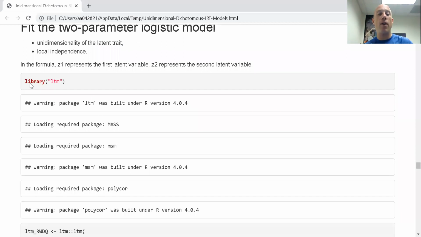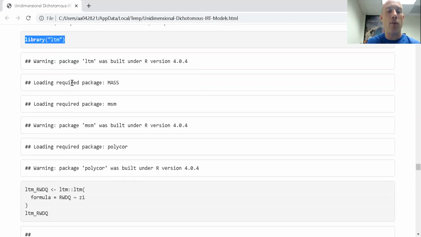Now, for this package, we actually have to be able to use some of the functions in this example, so we have to actually load the library. I prefer to not load packages, but whatever, I don't have a choice on this one.